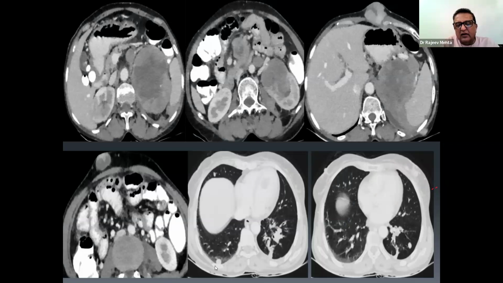subpleural peripheral metastatic nodules. Let me tell you one thing, that most of these nodules are in the size of 3 to 4 millimeters. Sometimes they are larger also, but tiny lung nodules are better picked up on HRCT chest than on PET CT. So CT still remains a very sensitive modality to pick up lung metastasis.